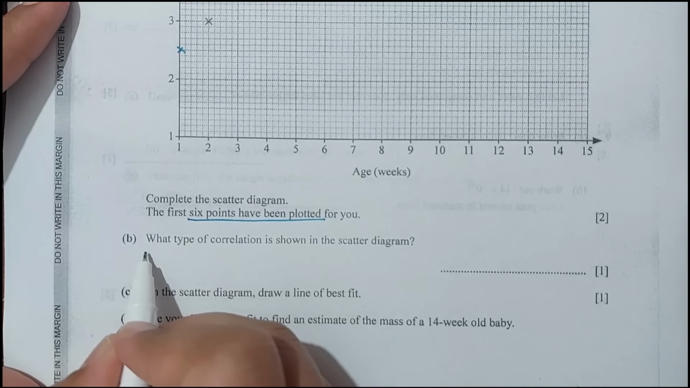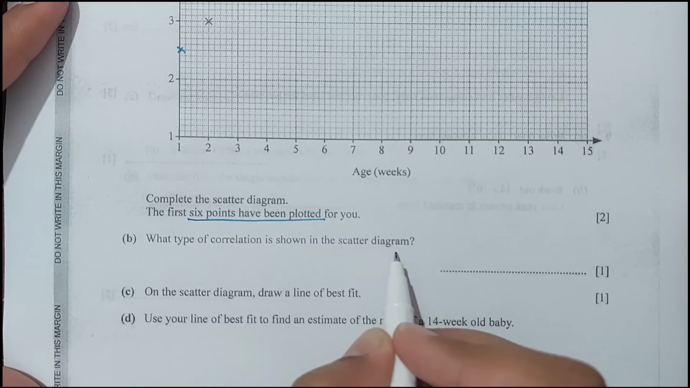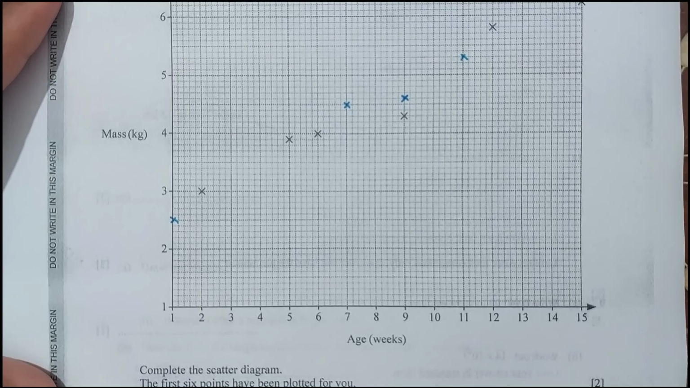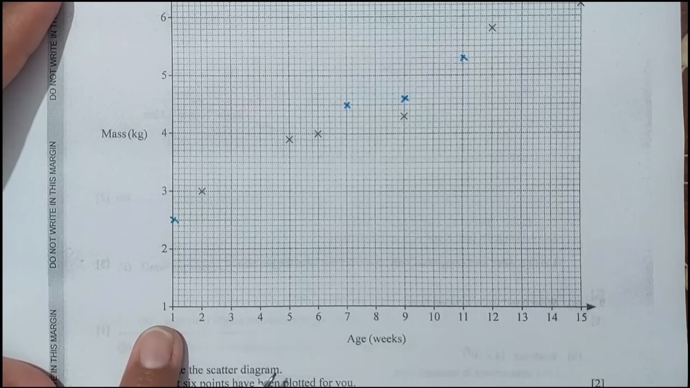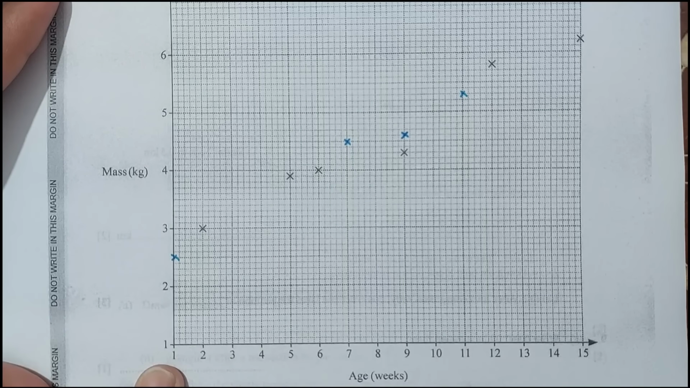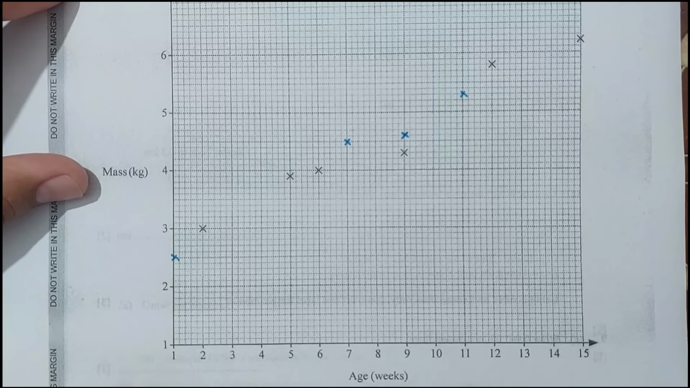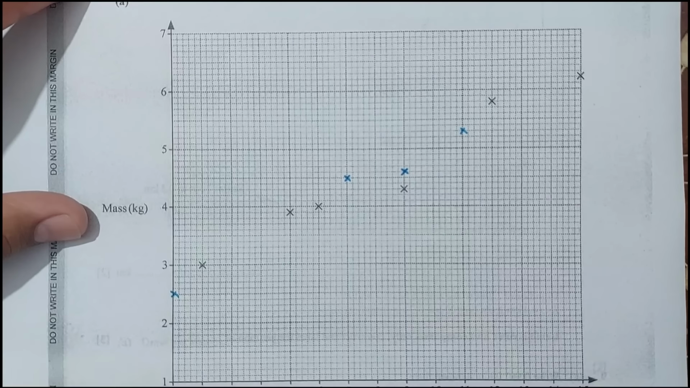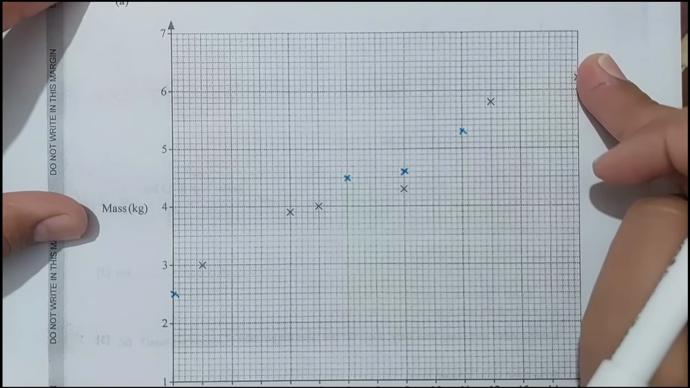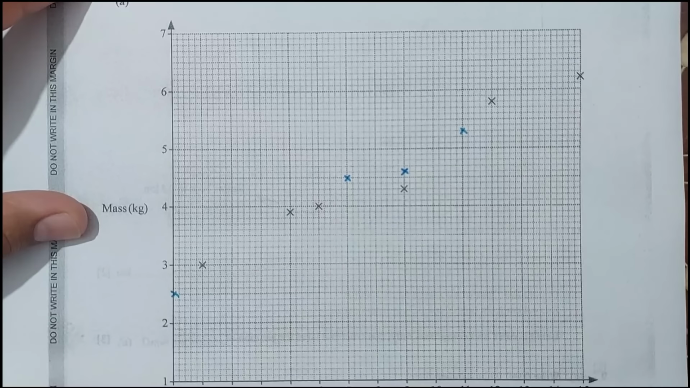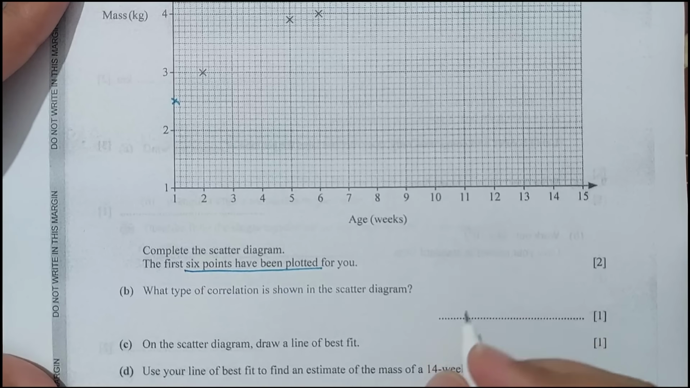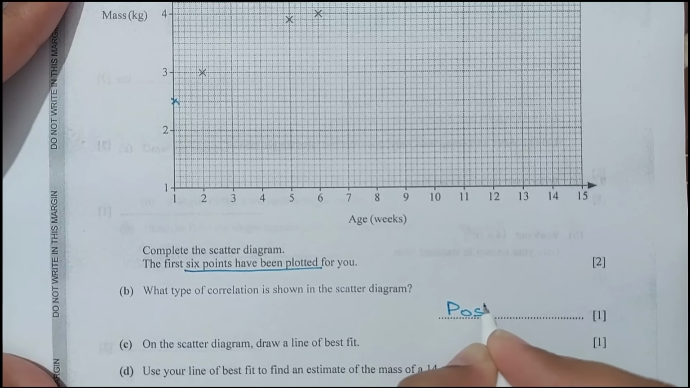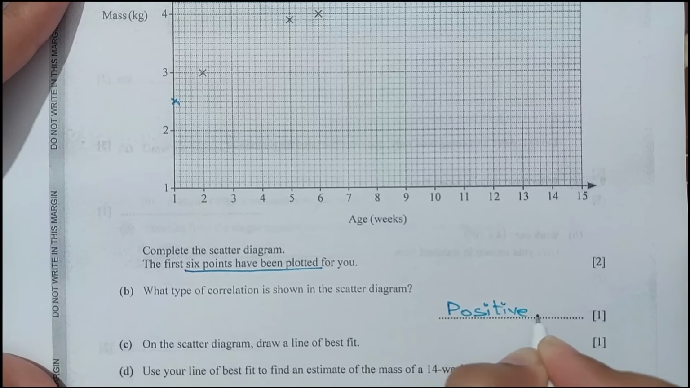Part B. What type of correlation is shown in the scatter diagram? So let's see. When the age of a baby increases from 1 week till 15 weeks, you can see the mass in kilograms, does it increase or decrease? It is also increasing. Yes, when the age is increasing, the mass is increasing, so this is a positive correlation. When one quantity increases, the other also increases, that is a positive one, right?